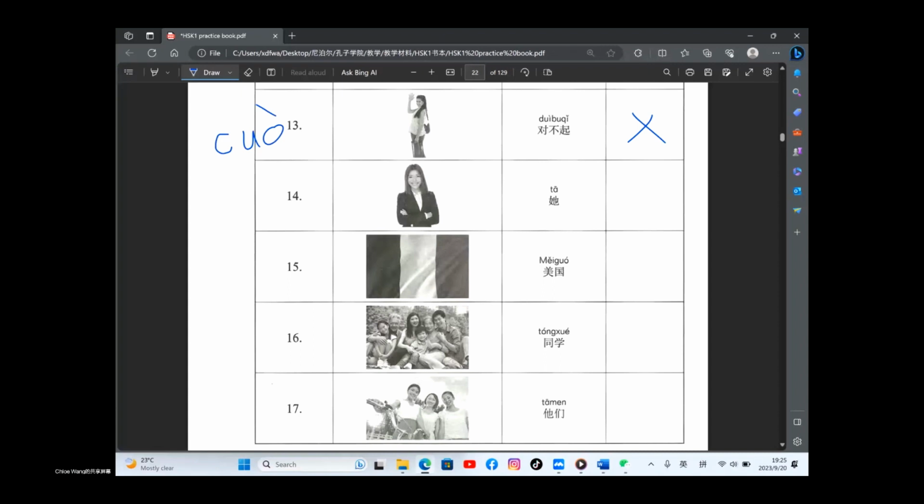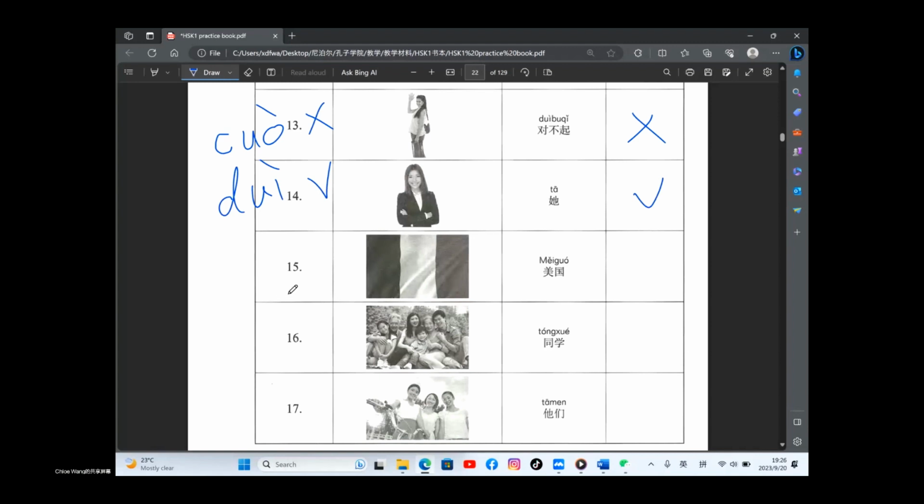Question 14. The given character is female, 她, and the picture is a young lady. So 她 is right. 对. 错 means wrong. 对 means right.